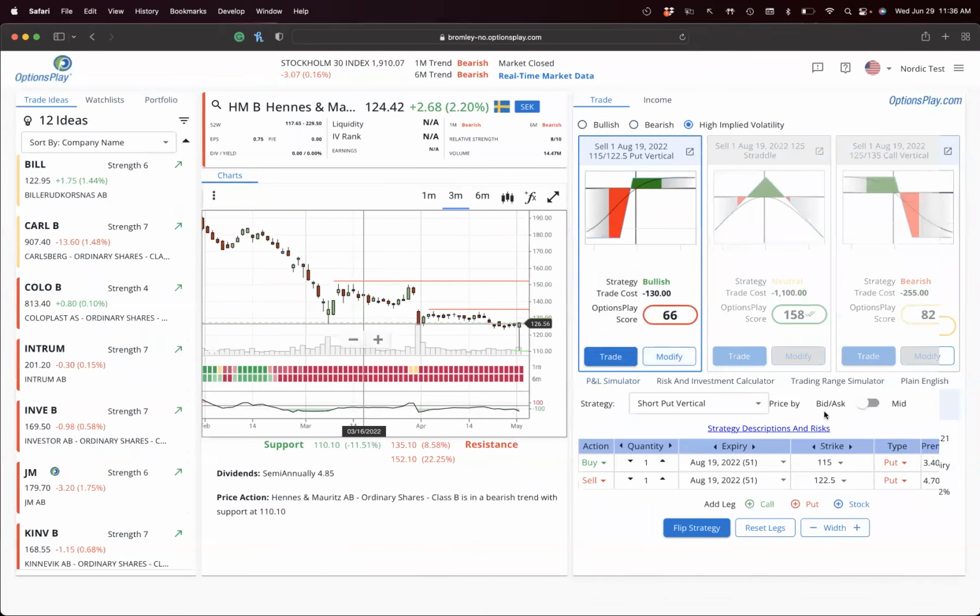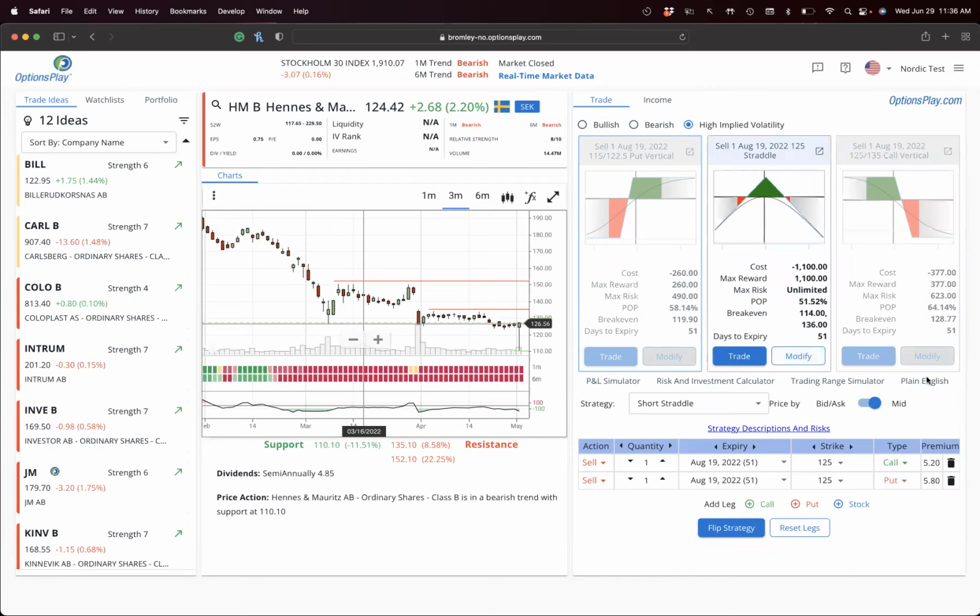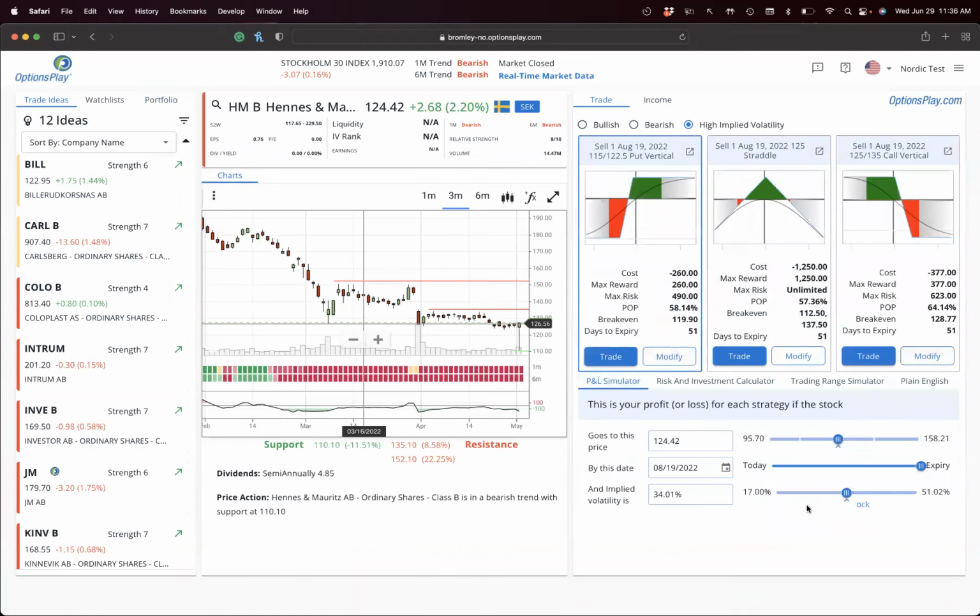As you can see, the put credit spread will collect about 260 crowns. The call credit spread will collect roughly 370 crowns, and 377 crowns. And then the short straddle will collect 1,250 crowns. And you can use the P&L simulator and see how these strategies perform if the trade goes in your favor, against you, or stays where it is.